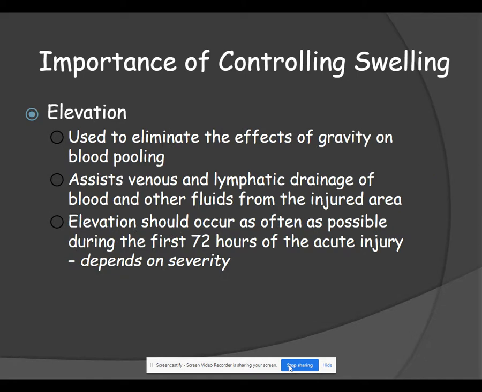Elevation, we want to use to eliminate the effects of gravity and blood pooling and help with the venous drainage system and decrease the swelling. So as often as possible in the first 72 hours of an injury is ideal.